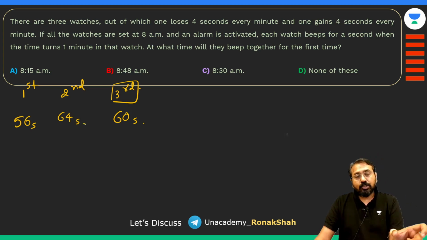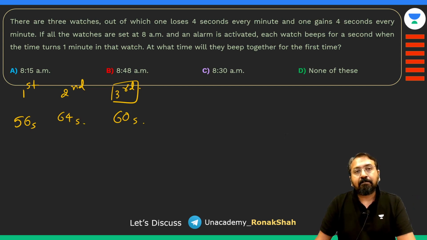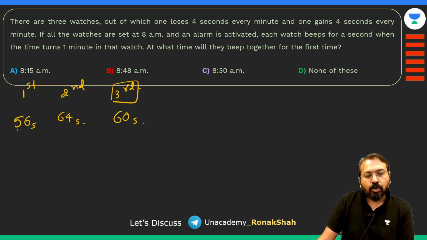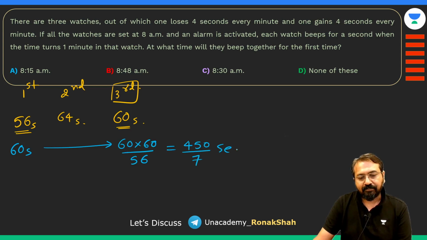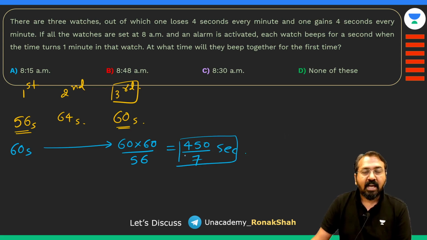Now we know that each watch beeps when it completes 60 seconds as per its own time. So let's understand this slower watch. When will it complete 60 seconds? When it completes 56 seconds, the actual time is 60 seconds. So when this watch completes 60 seconds, the actual time will be 60 into 60 divided by 56. This will come out to be 450 by 7 seconds.